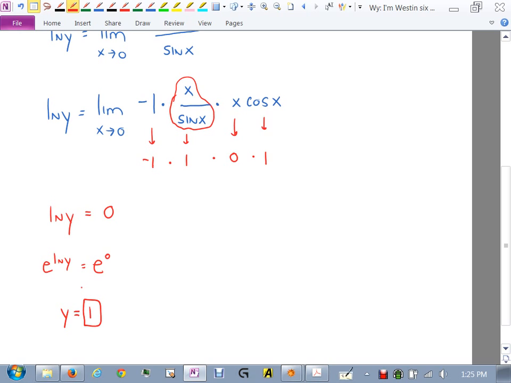I just didn't want to leave that undone. So it's resolved now. You see how just leaving it as cosine x over sine x versus when we switched it to cotangent made all the difference in the world there.